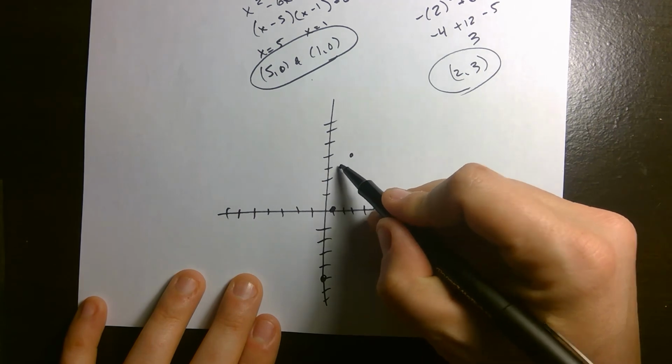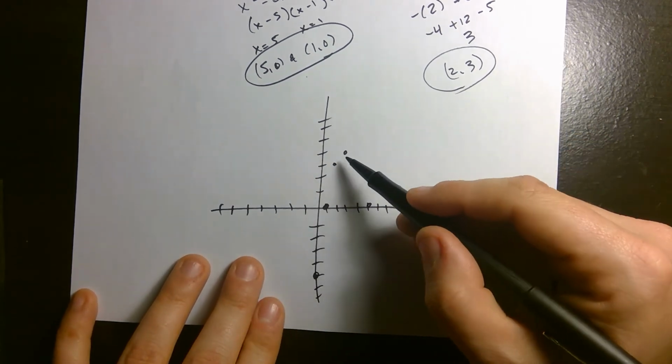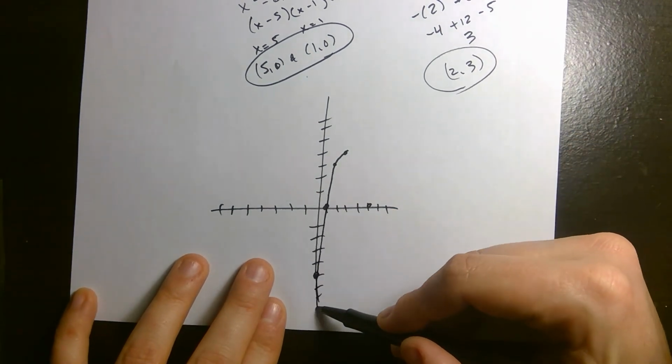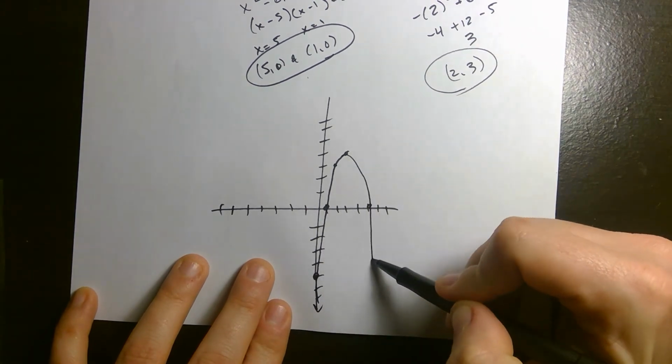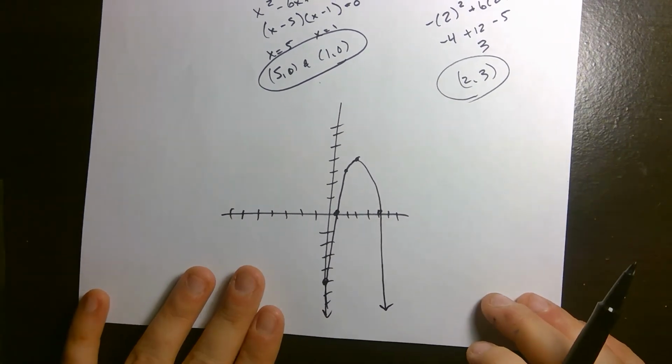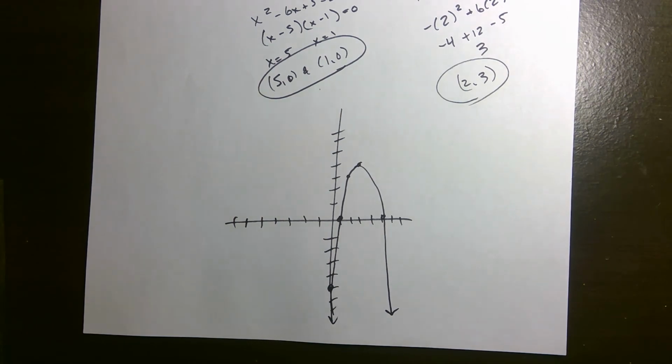And so now I already said that my parabola had to be opening downward. And you can see that that is actually what's happening. And so I will draw my points. I will connect my points. And now I am totally and completely done.